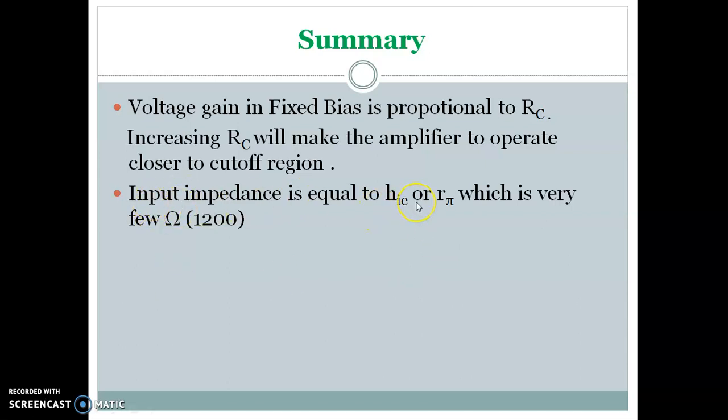Then the input impedance is equal to either hIE or R pi, which is very small, because hIE of your CE amplifier will be around 1.2 to 1.5 kilo ohms. So therefore the input impedance is very low. These are all the characteristics information we can keep in mind.